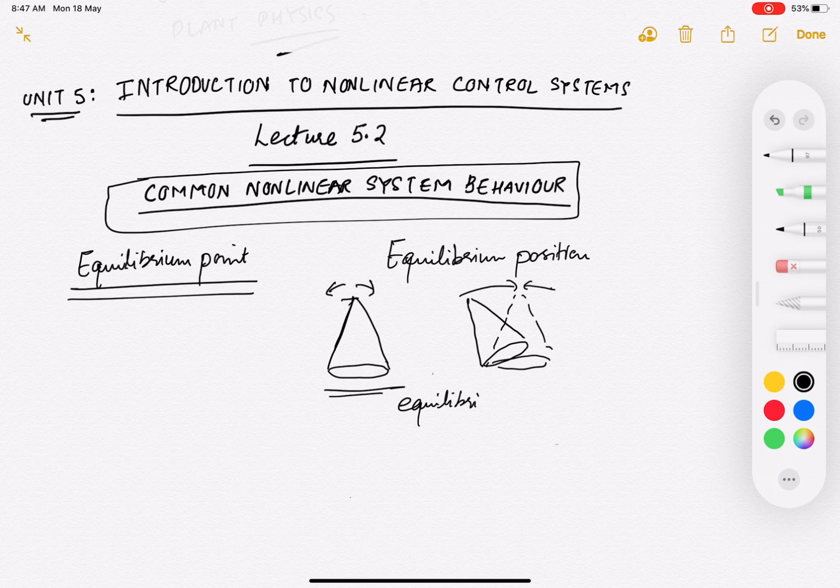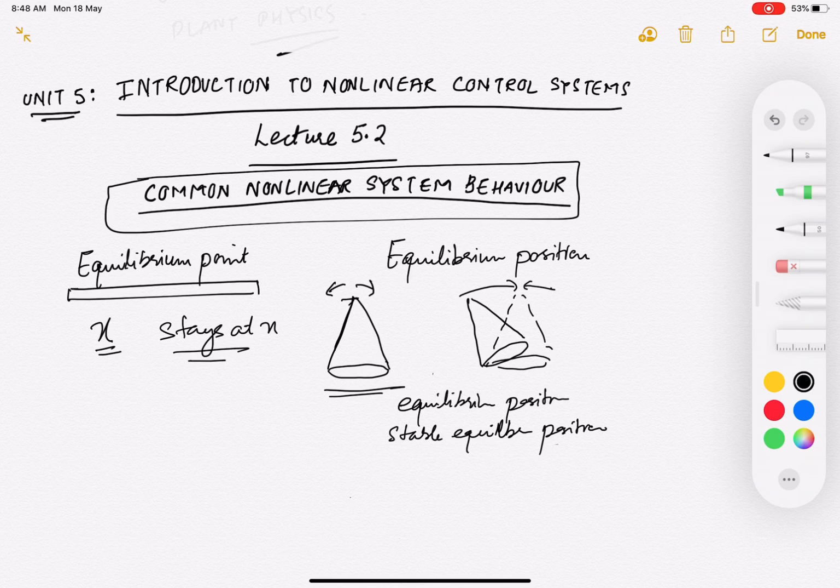and you used to say that this is a stable equilibrium. It's a stable equilibrium position because the cone, if disturbed from this position slightly, is going to come back and settle down at this position, stabilize at this position. So basically the concept of equilibrium point is actually similar. It means that if your system reaches x, some point in the state space x, it stays at x. So a point is called the equilibrium point.